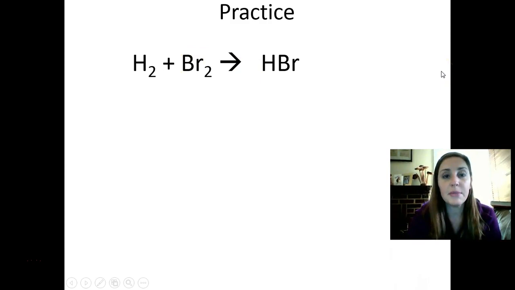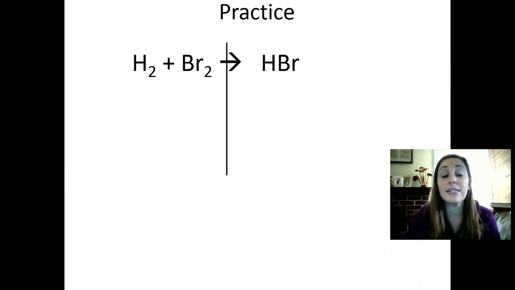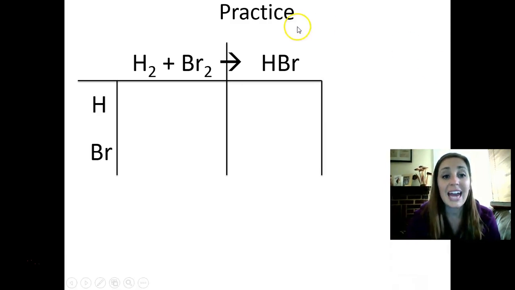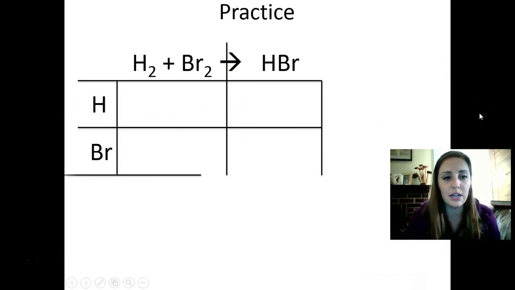Whenever I have something to balance, I'm going to draw this chart. The first thing I want to do is draw a line that separates my reactants from my products, because those are the things you want to balance. The next thing is to ask what elements I have present and write that on the far left side. So I have hydrogen and I have bromine. I've made spaces for my reactants and my products, and in here I'm going to tally things up.